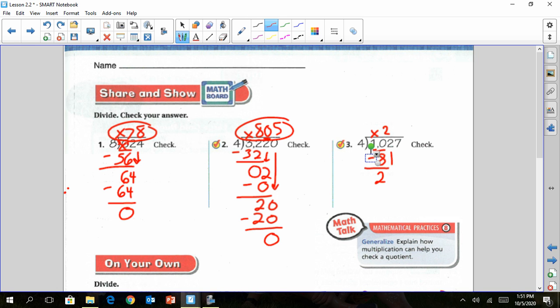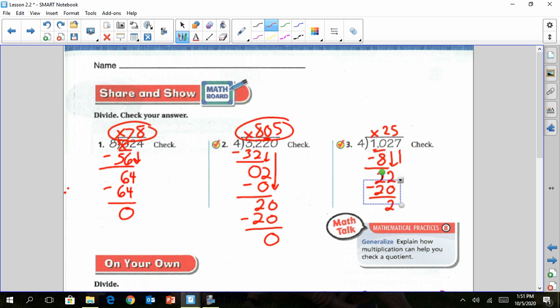We bring the next number down. And it's 22. We start all back over. 4 times what number gets me close to 22 without going over? Well, that would be 5. 4 times 5 is 20, and that's as close as we're going to get to 22. So we subtract, and we get 2.